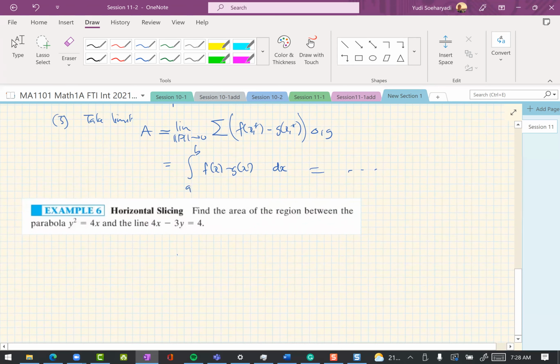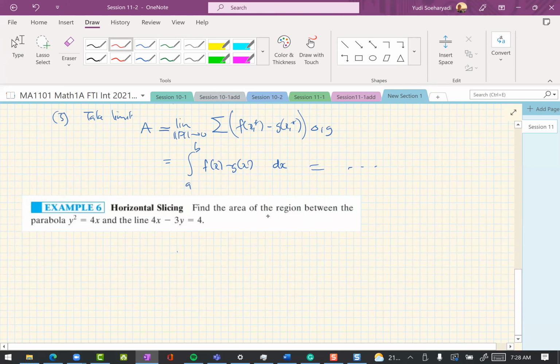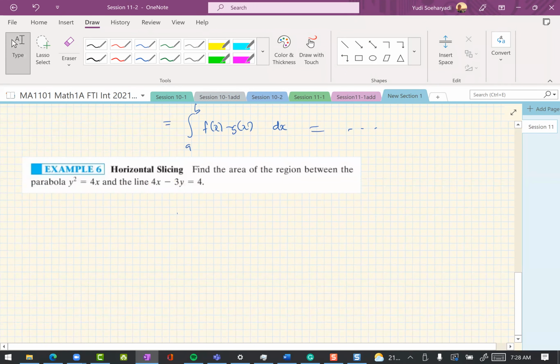All right, so let's find the area of the region between the parabola, this one, and the line. Let's find out how it goes. First, we need to sketch the graph, sketch the region. Okay, so that's how it goes.